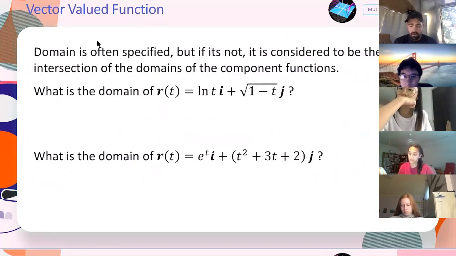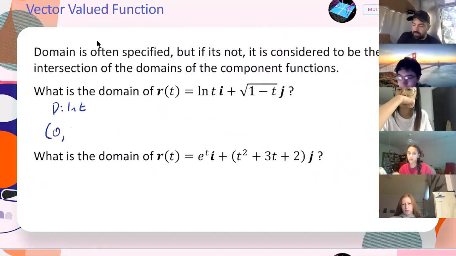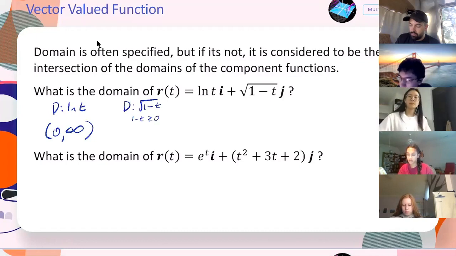have in common. So if I was coming up with the domain of natural log of t i plus square root of 1 minus t j, I would think of the domain of the natural log of t is 0 to infinity. And then I would think of the domain of the square root of 1 minus t. That's that 1 minus t has to be greater than or equal to 0, which means t has to be less than or equal to 1. So I'm going to have negative infinity to 1.